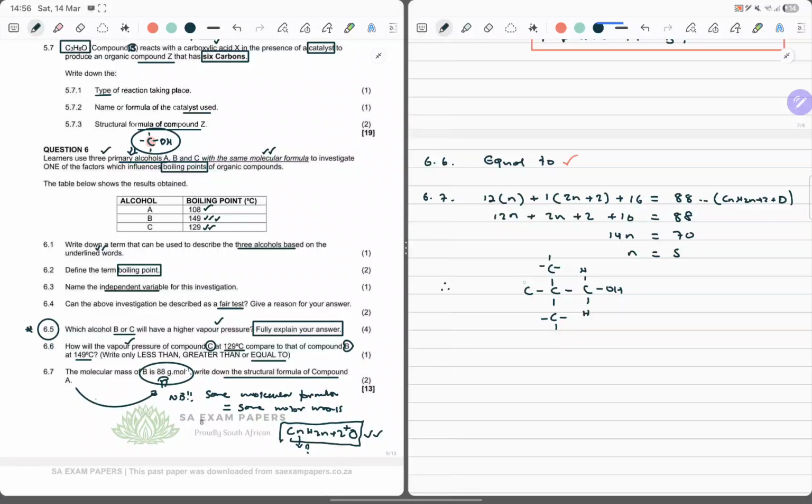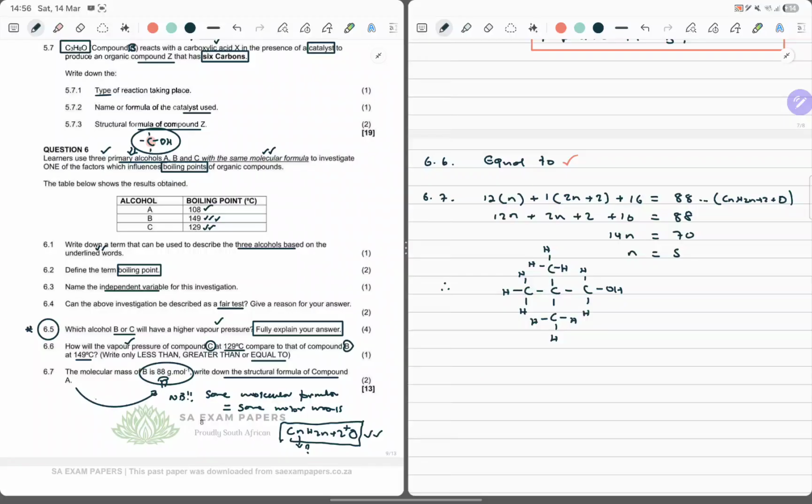So yes, it should be the most branched. Again, guys, you need to be smart about this business. If you are careless, you are dead. As you can see, 1, 2, 3, 4, 5. This is the most branched.